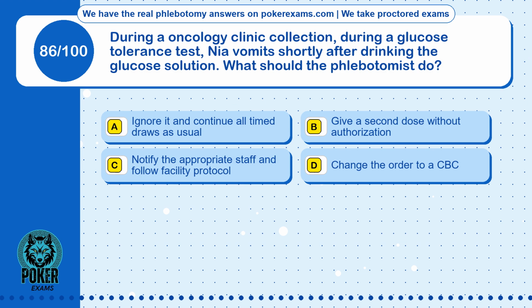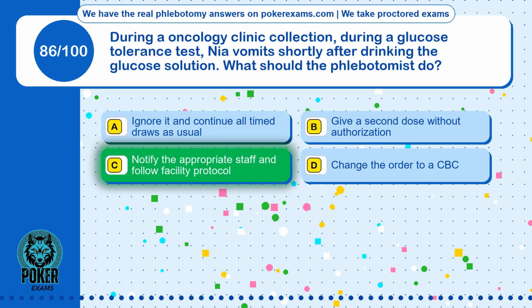Question 86. During an oncology clinic collection, during a glucose tolerance test, Nia vomits shortly after drinking the glucose solution. What should the phlebotomist do? Option A. Ignore it and continue all time draws as usual. Option B. Give a second dose without authorization. Option C. Notify the appropriate staff and follow facility protocol. Option D. Change the order to a CBC.